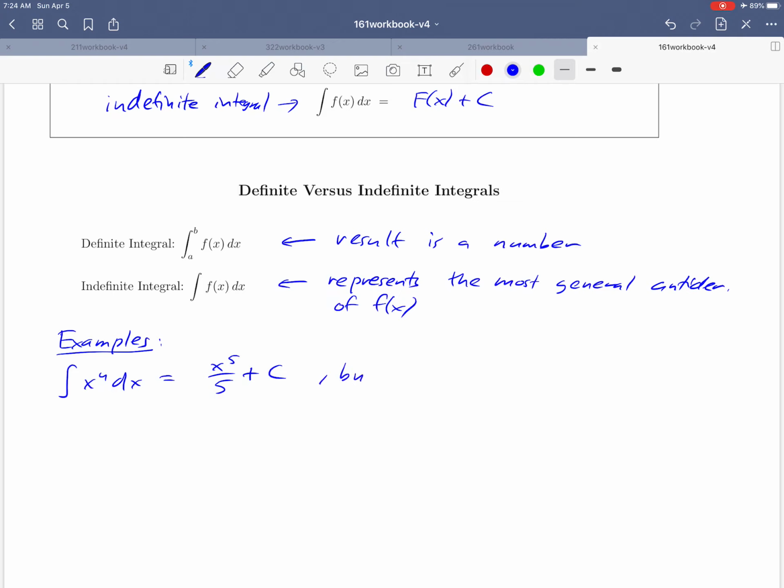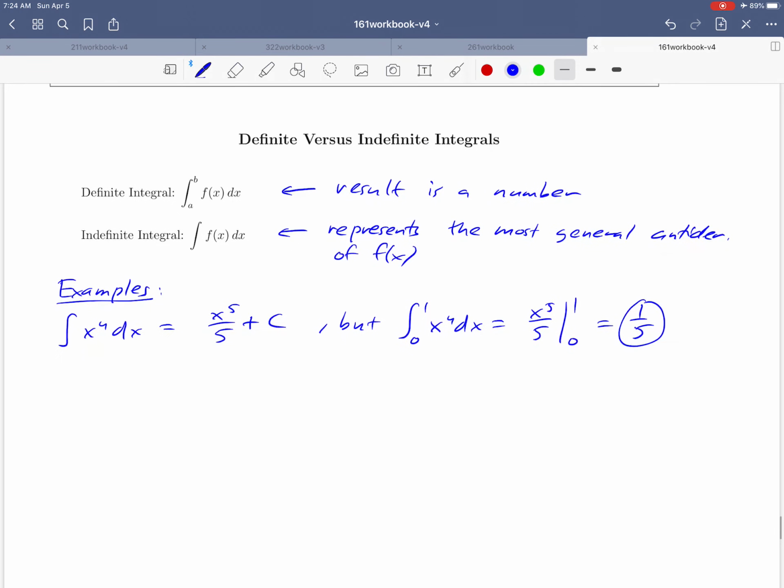Now contrast that to a definite integral. If I asked you, on the other hand, to calculate the integral from 0 to 1 of x to the fourth dx, that calculation would start the same way. You'd get an antiderivative, but then you'd have to plug in your limits, and you'd actually get a number that represents the area under that curve. Okay, let's do one more example of an indefinite integral just to make sure you're comfortable with this notation.